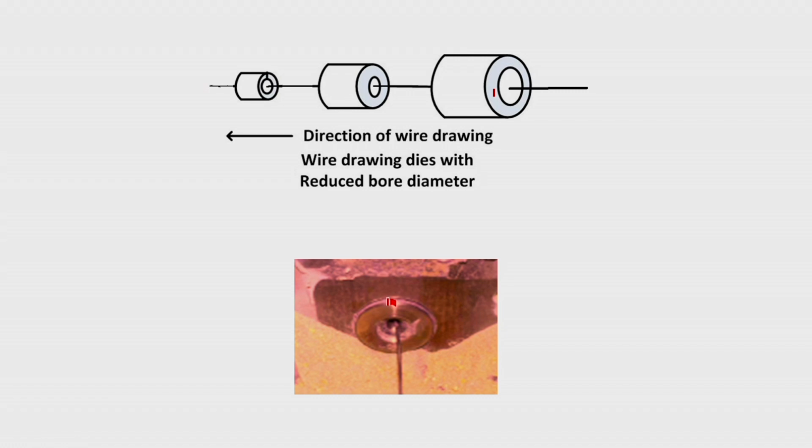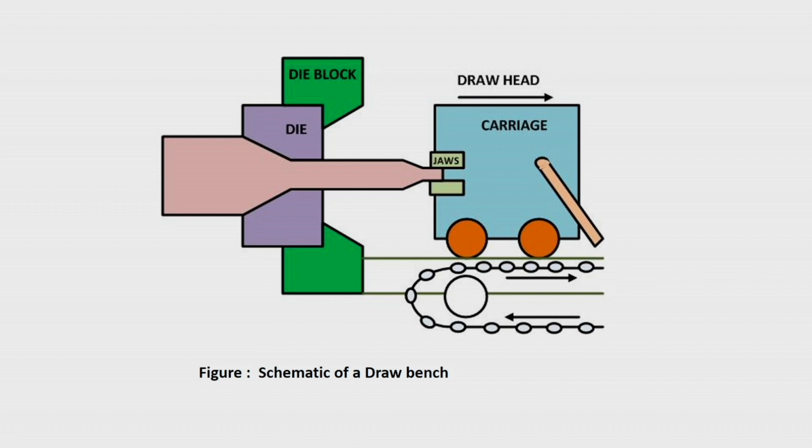This is a typical photograph of a drawing die. Here you are just pulling in this direction, and it comes out. This is a typical converging die. This is a schematic of a draw bench, so you can see how a draw bench looks. Sometimes the diameter may be very large, and the drawing load required may be very large. So you may have a draw head that is a big carriage itself, maybe a vehicle, or a chain pulley. This part is your die.